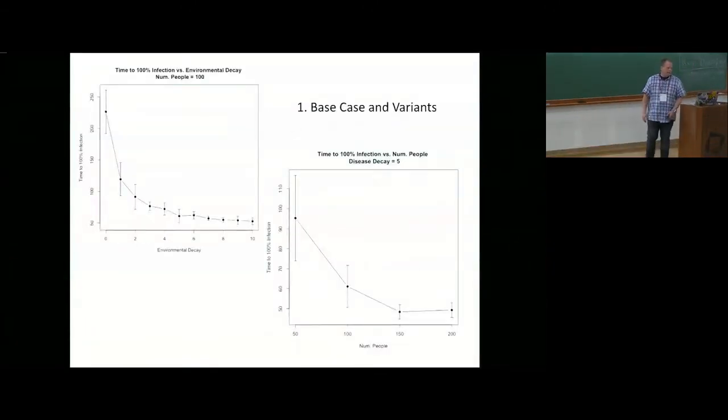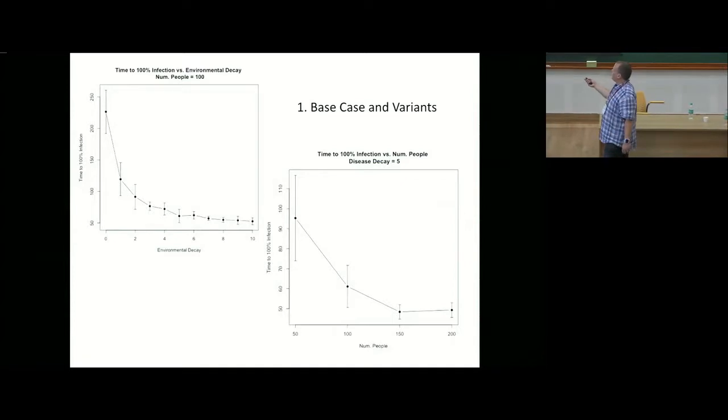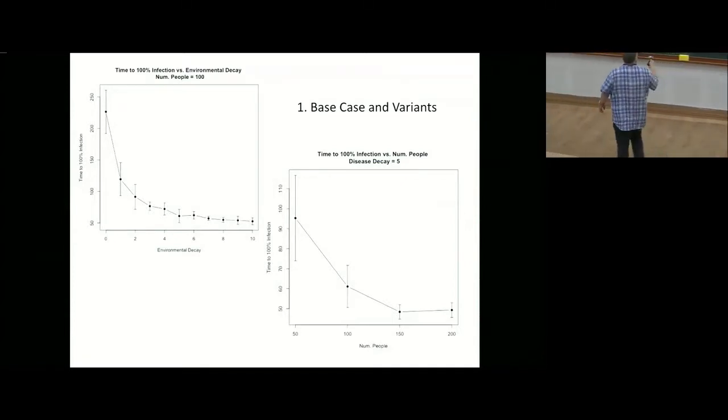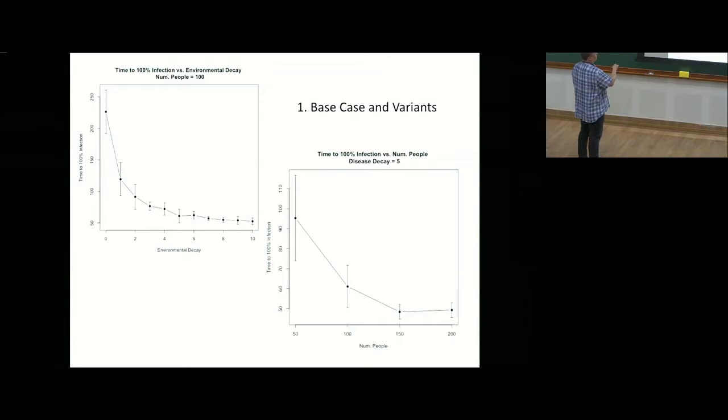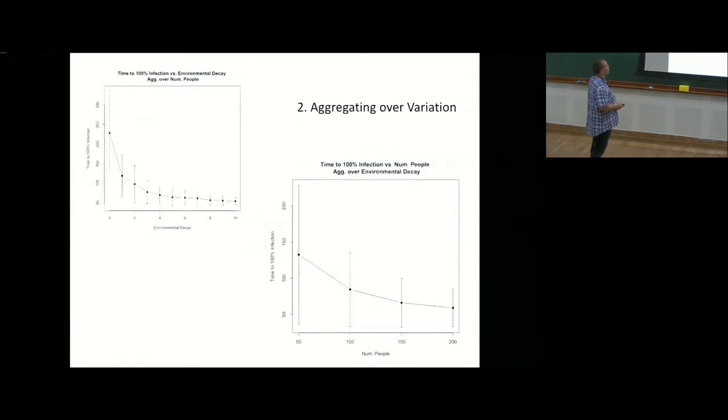And then, as I mentioned, you can look at base cases and variance. In this case, I'm looking at if I fix number of people at 100, how does environmental decay affect time to 100% infection? And in this case, I'm fixing disease decay at 5 and altering number of people. I can show 4 graphs of this and 4 graphs of that, or whatever you want to show the relationships between them. I can also just aggregate. So this is just averaging over all of them. This is the case I was mentioning, and as you can see, standard error bars go way higher in those. Why is that? Any ideas?